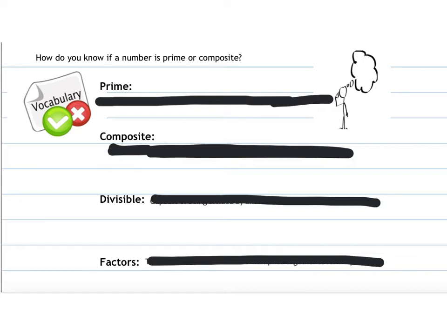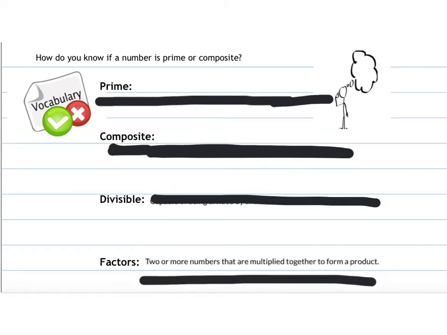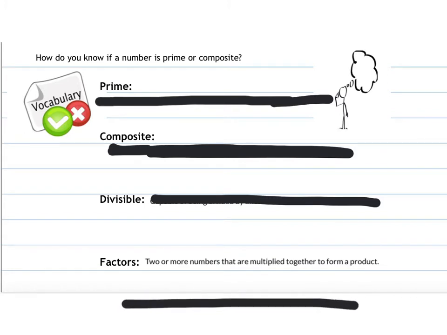Okay, a little vocabulary for you on how we know if a number is prime or composite. We need to understand what these words mean before we can determine if a number is prime or composite. I'm actually going to start at the bottom with factors, because factors shows up in the definition of prime and composite. A factor is two or more numbers that are multiplied together to form a product. So factors are two or more numbers that are multiplied together to form a product. If you think about forming a product, we need to know what that word means. A product is the answer to a multiplication question.